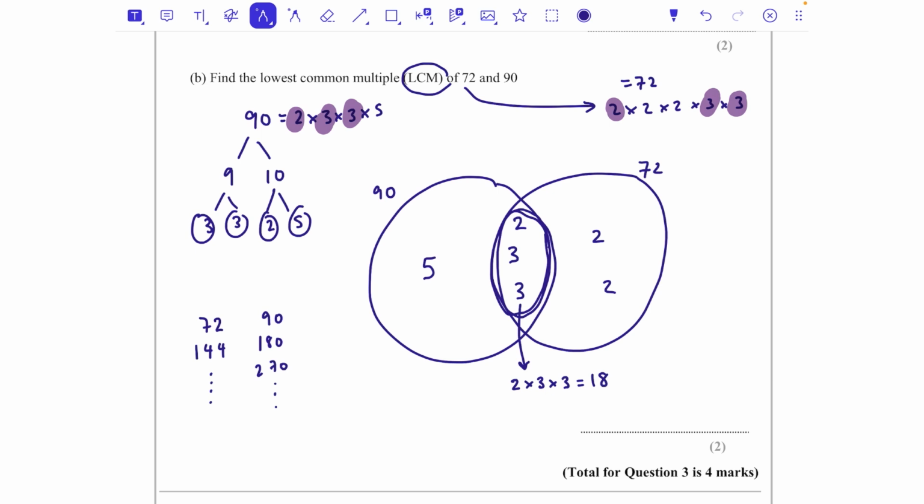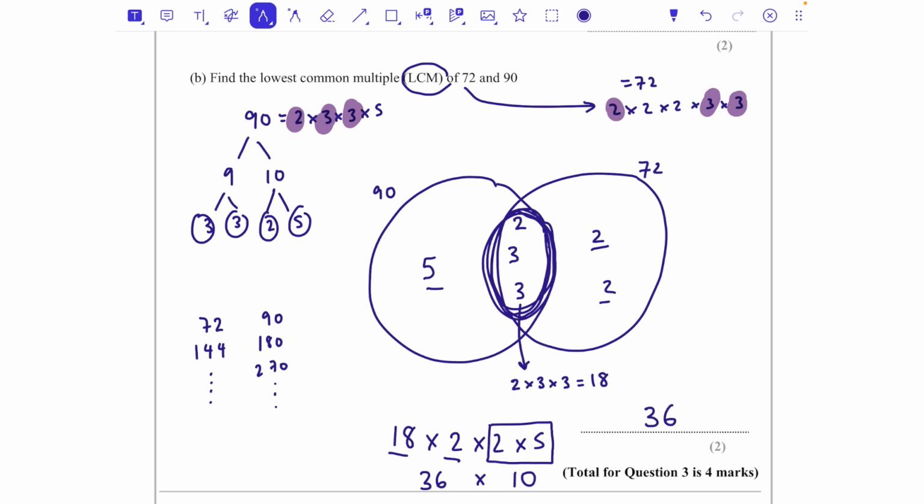So I've got my 18 by timesing together the numbers in the middle, and I'm going to times that by what's left on the outside. So I need to take that 18, times it by 2, times it by 2, and times it by 5, because those are the numbers that are left on the outside. Now, a bit of a sneaky trick here is that 2 times 5 is 10. So if you can save that till last, that's going to save you a bit of work, because 18 times 2 is 36, and we can then times that by 10 using up the 2 and the 5. So my answer here is 360.